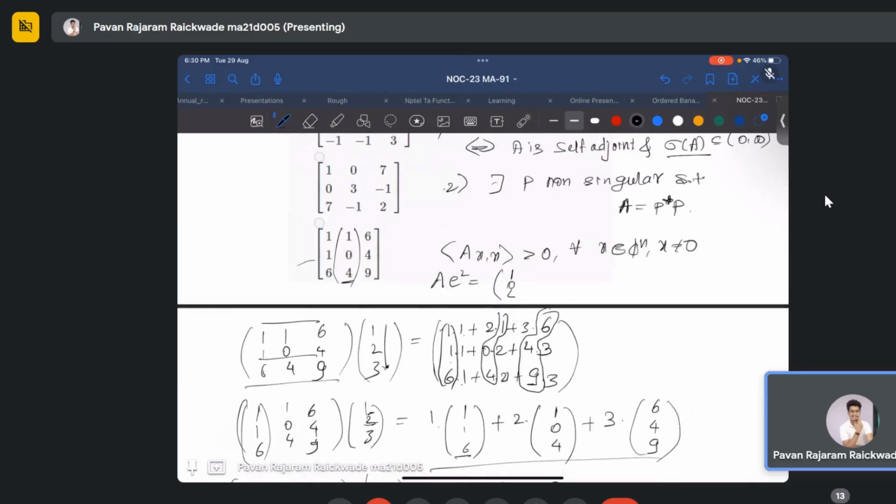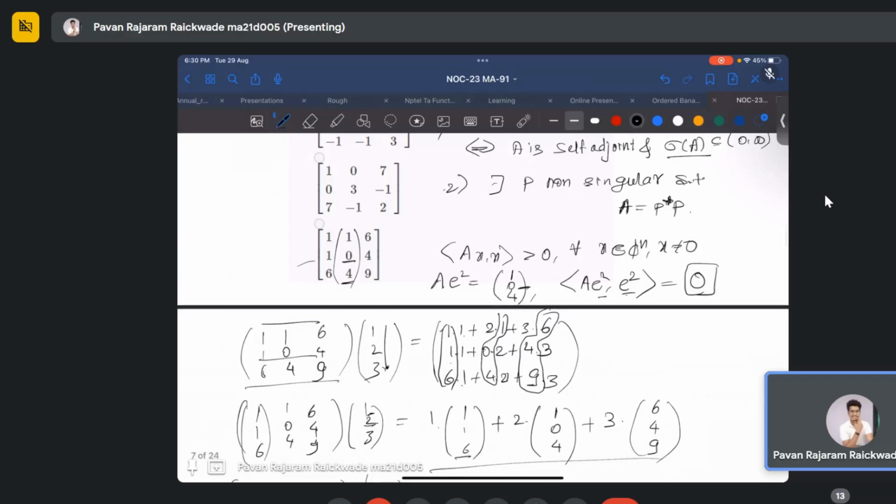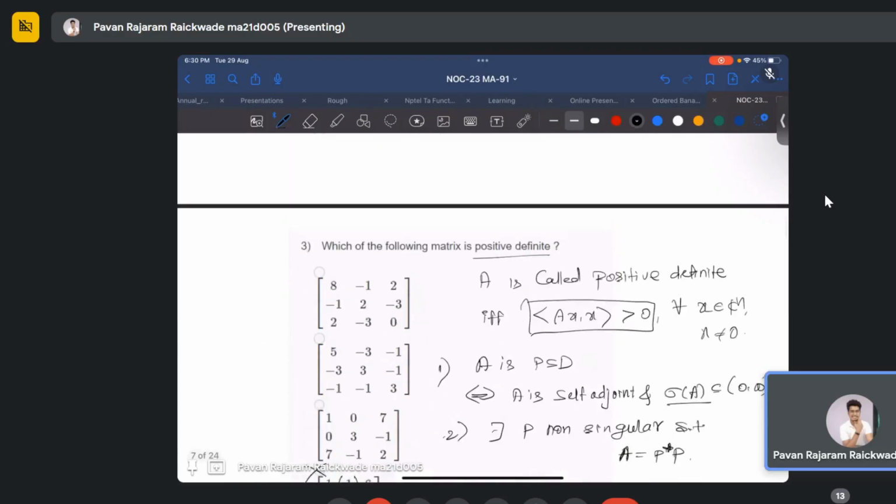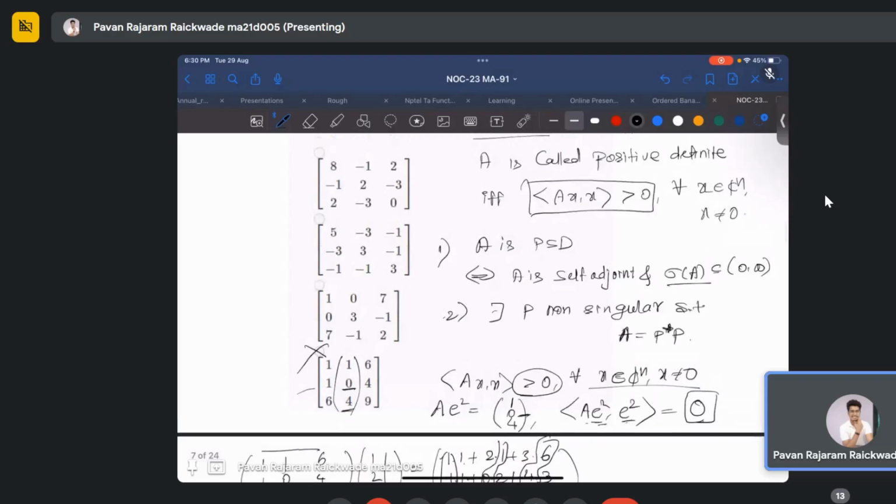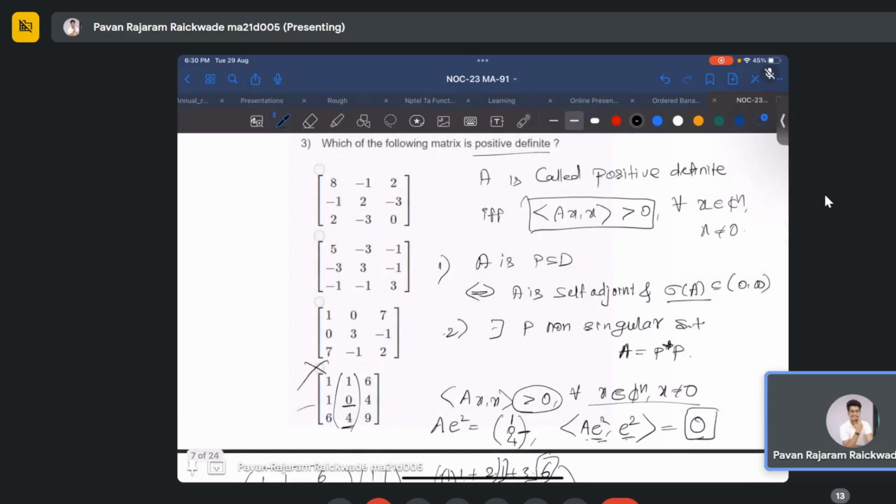That gives 1, 0, 4. Now if I take the inner product with E2 again, E2 is 0, 1, 0, so I get the middle element, the second element of this vector, which is 0. That means this option is not the correct one, because E2 is a non-zero element, but the inner product of A E2 with E2 is 0. We want it strictly positive. This is not positive definite. Option D is gone. Can you find such a thing in any other options?